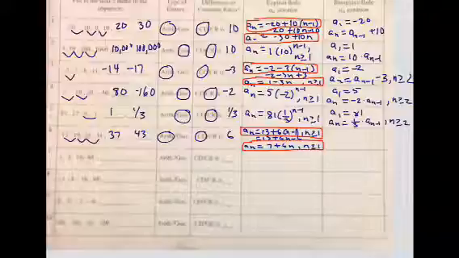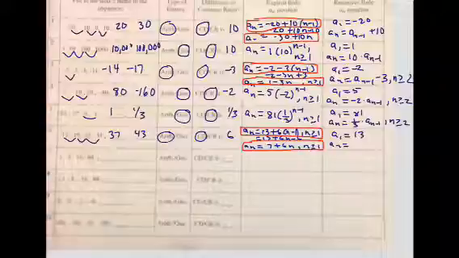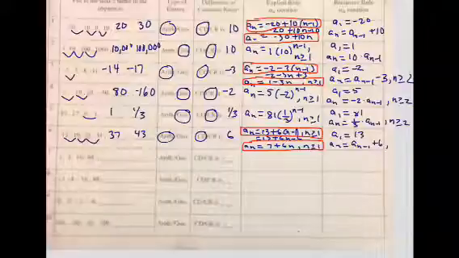Okay, and then the recursive would be a sub 1 equals the first number, which is 13, and then a sub n equals the previous number plus 6 for all n greater than or equal to 2.